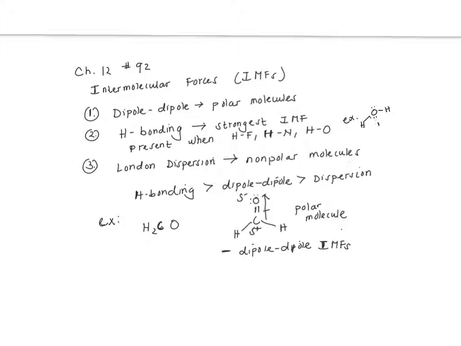So we know that this is a polar molecule. The dominant intermolecular force would be hydrogen bonding. And then the last type of intermolecular force is dispersion. Every molecule has some dispersion in different degrees. This occurs in nonpolar molecules and in all molecules, but it may not be the dominant intermolecular force. So your ranking of intermolecular forces: hydrogen bonding is the strongest, dipole-dipole the second strongest, and dispersion is the weakest.